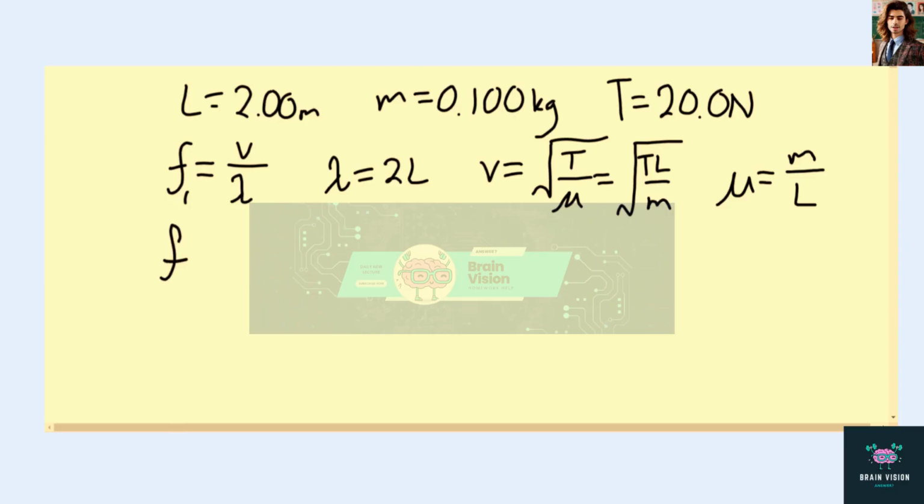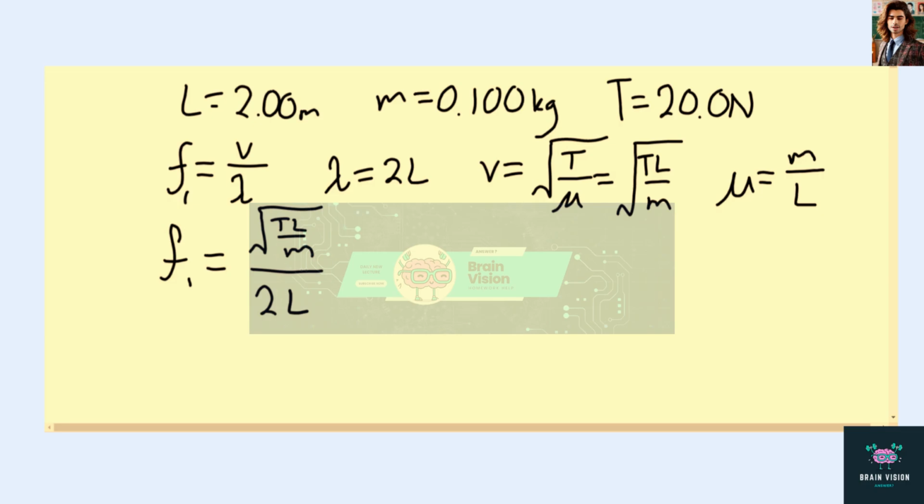So our formula for f1 is v over lambda, and we have formulas for lambda and v that use only the variables that we know, so we can go ahead and figure out what our fundamental frequency is. So f1 is going to be equal to the square root of T times L over M, divided by 2L.